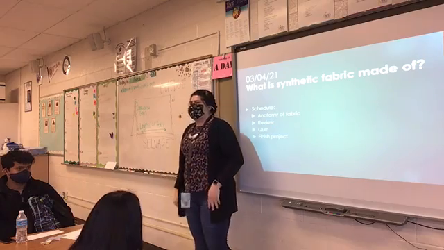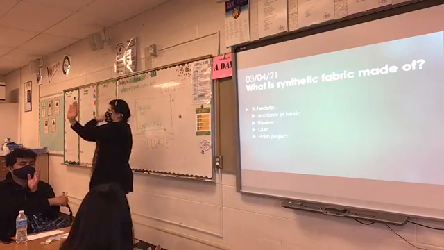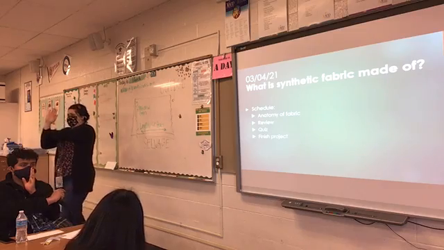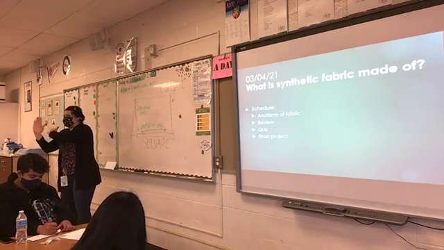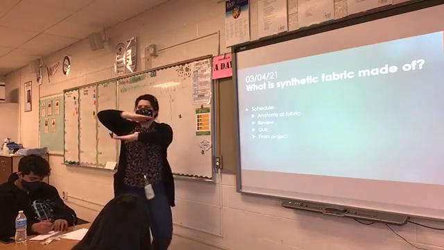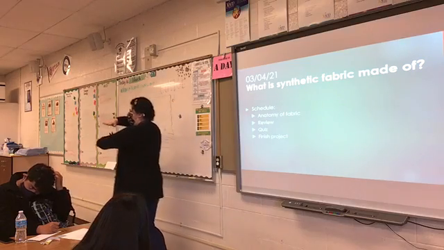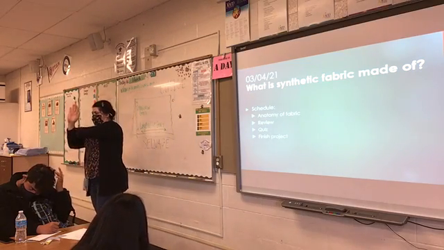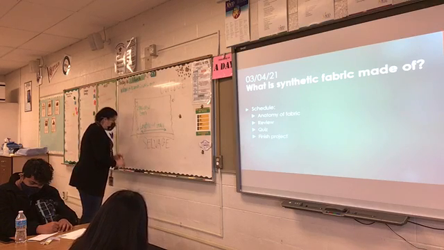So let's do crosswise grain, perpendicular to the selvage. Let's say that together on 1, 2, 3. Crosswise grain, perpendicular to the selvage. Let's do lengthwise again. 1, 2, 3. Lengthwise grain, parallel to the selvage. We've got crosswise, lengthwise.